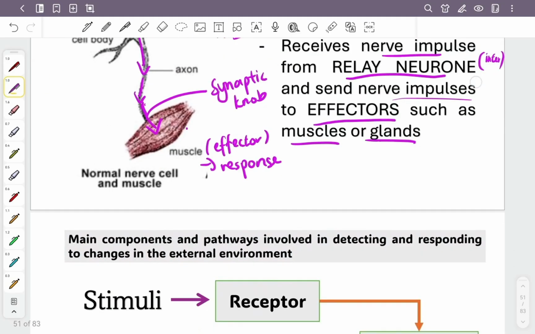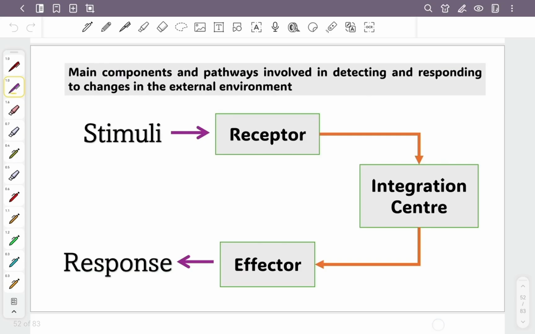So here, just now we already mentioned this, right? Just now we talked about how stimuli are detected by the receptor. So this receptor sends nerve impulses through what neuron, the one that helps send the nerve impulses from the receptor to the integration center? It is the sensory or the afferent neuron.